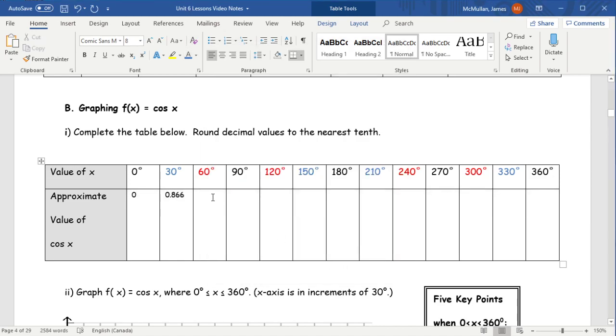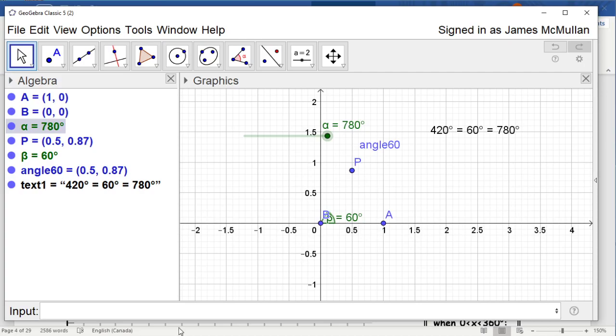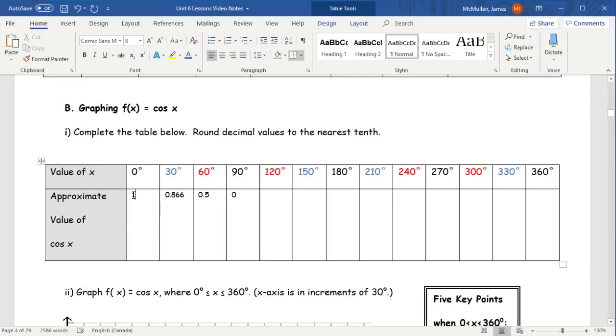I know that the cos of 30 from my special triangle is 0.866. The cos of 60 is 0.5. The cos of 90 is 0, and the cos of 0 is 1. You may need your calculator for that one, but you just go cos 0 on your calculator and you get 1. Now, every one that's blue has to be the same as 0.866, except 150 is in the second quadrant where cos is negative. 210 is also in a quadrant where cos is negative.